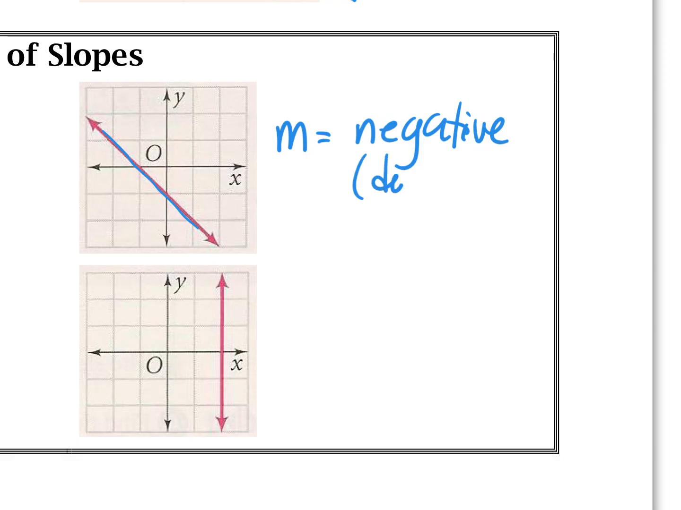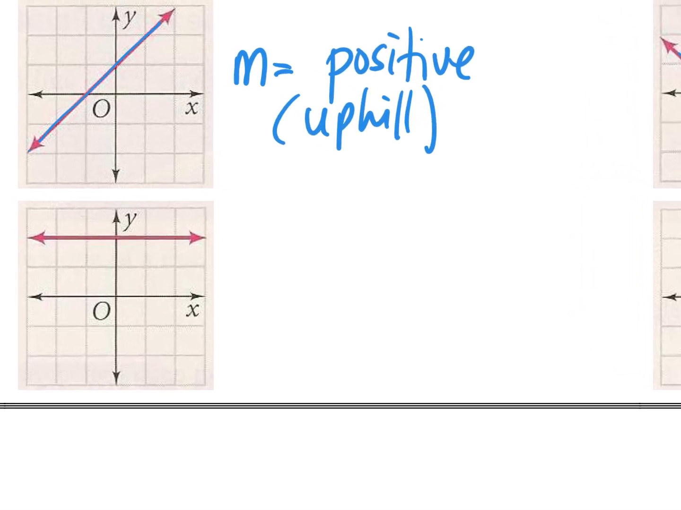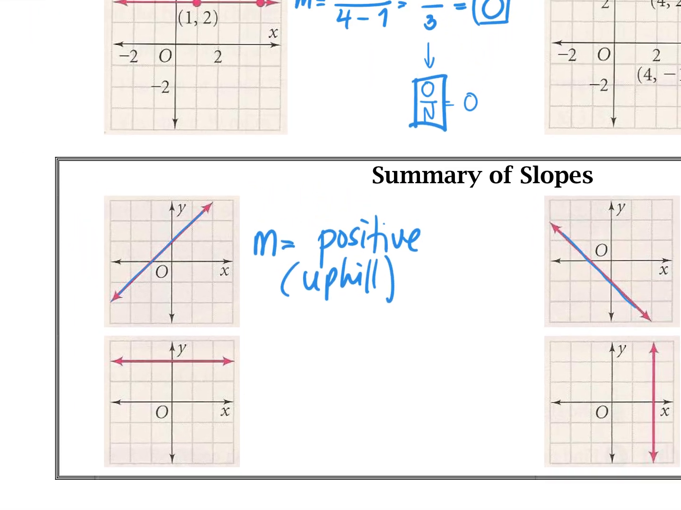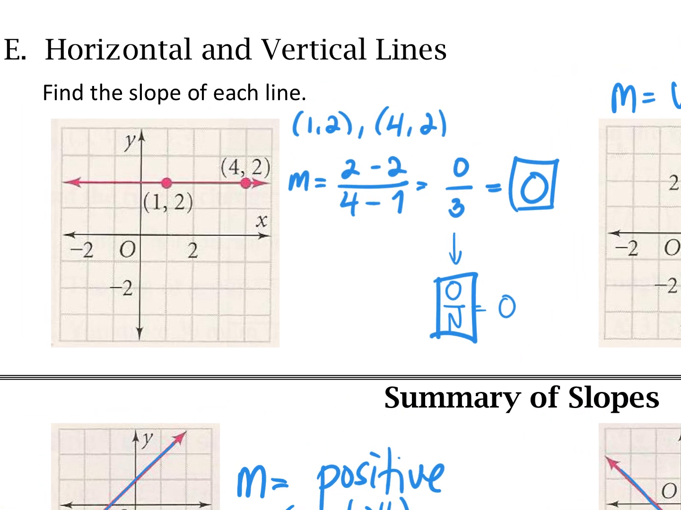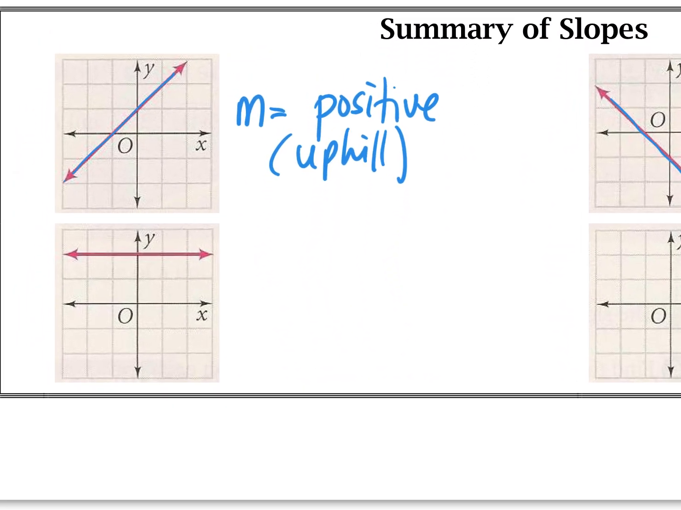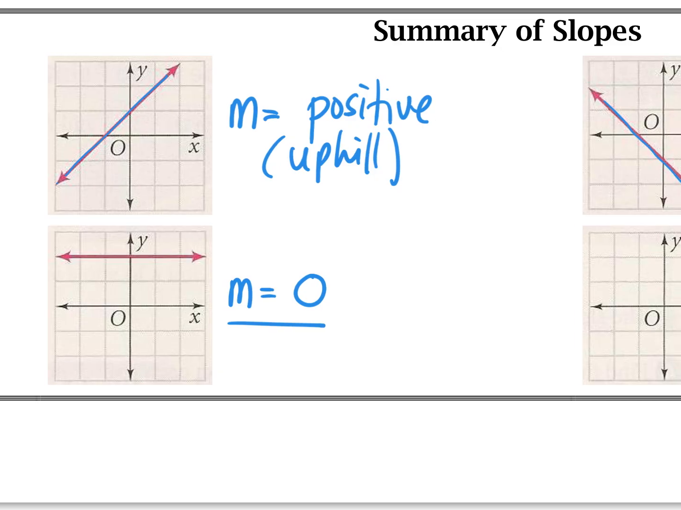So this is going to be downhill. Okay, the next one, we have just seen earlier that if it is a horizontal line, just like this one, we can see that the slope is 0. Then we can conclude that the slope of a horizontal line is equal to 0. It means it's static, there is no change at all.